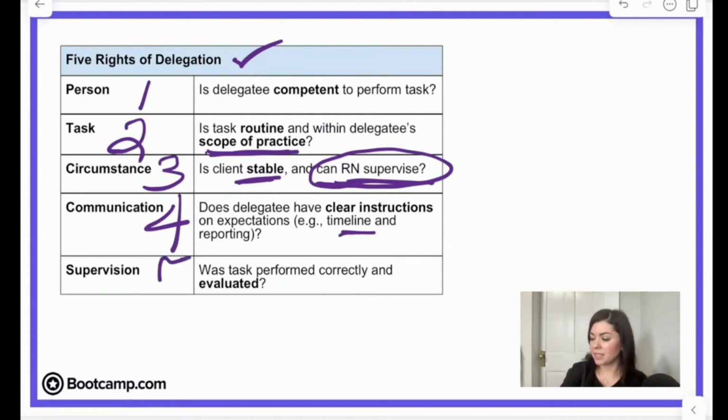And then the fifth right is supervision. We always, as the registered nurse, have a responsibility after we delegate to go back and make sure the task was performed correctly and that we evaluate the situation to make sure everything is good with that client.